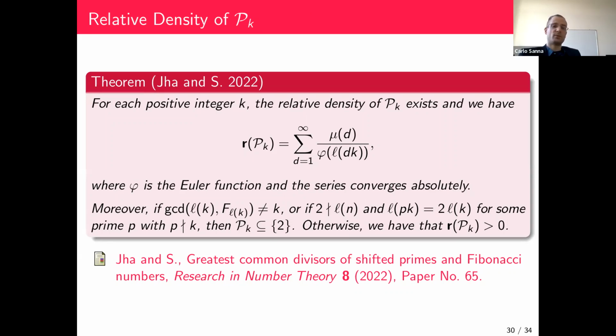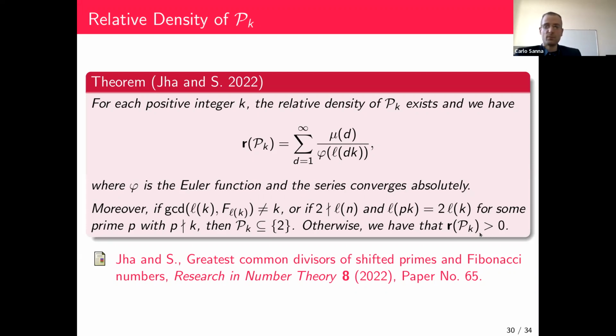We showed that for each positive integer k, the relative density of the fiber P sub k exists, and it is given by this infinite series, which is very similar to the previous one, but now at the denominator we have the Euler function phi. And this series converges absolutely. Moreover, we also have an effective criterion to establish when the relative density is positive.